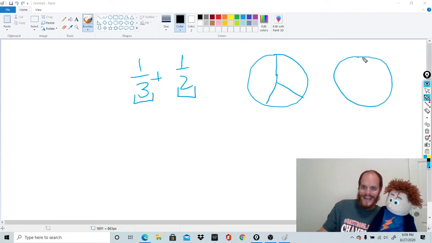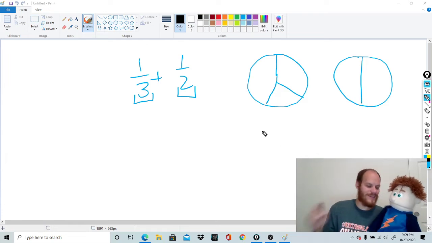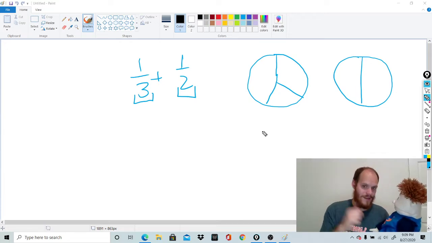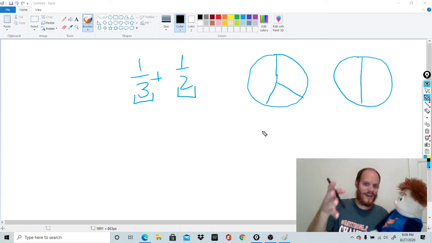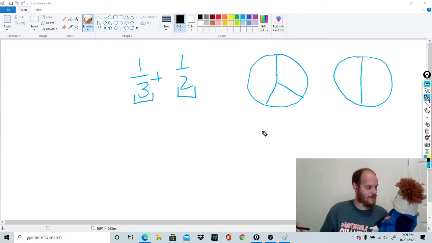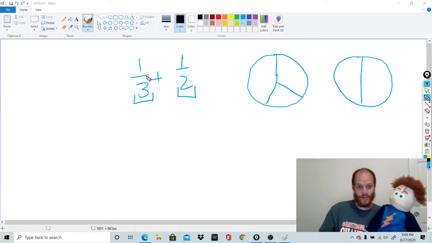Okay, right now I can't add those together, Tommy, because the size of the pieces aren't the same. But here's the thing. I can make the size of the pieces the same. Imagine they're pizza, right? If you had friends and you need to share them all equally, well, wouldn't you just cut the pizzas up? Oh, yeah? Okay, so that's what we're going to do here.